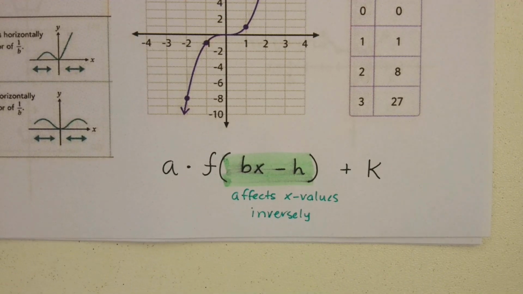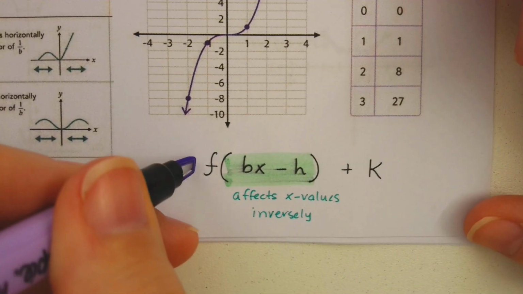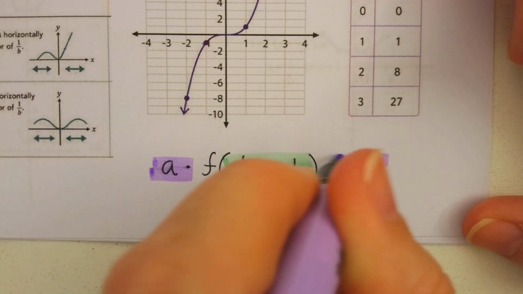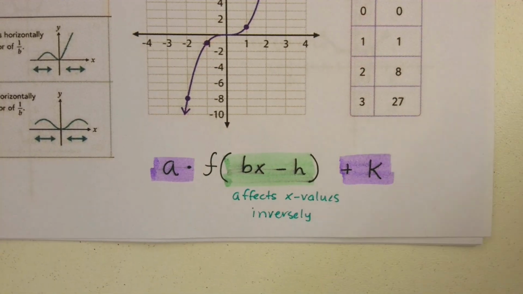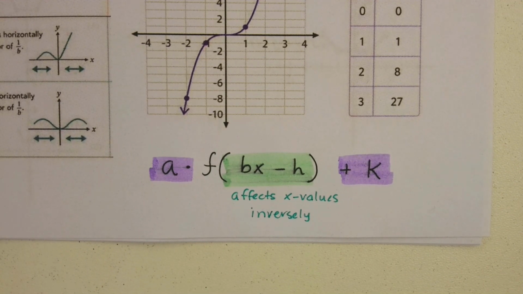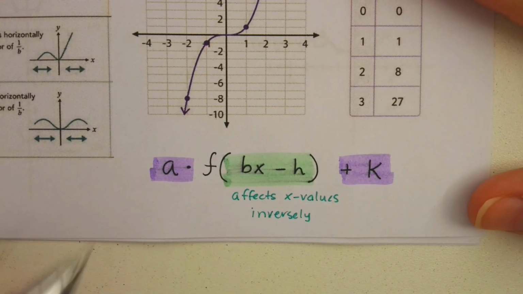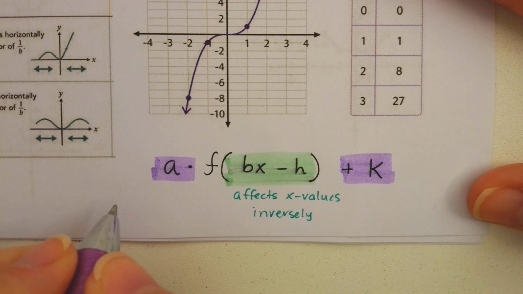And then the two that are not in the parentheses, that would be this a value out here and this k value out here. Not in the parentheses affects the y values of your table exactly as it's shown. Affects the y values exactly as it's shown, which means like directly as it's shown.